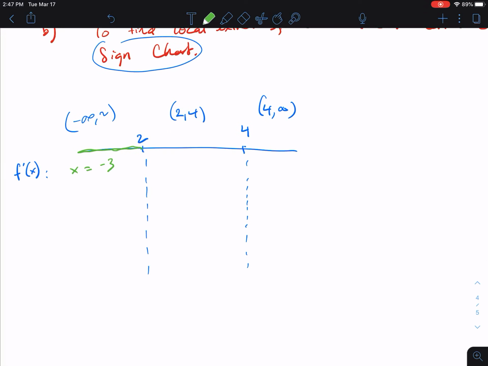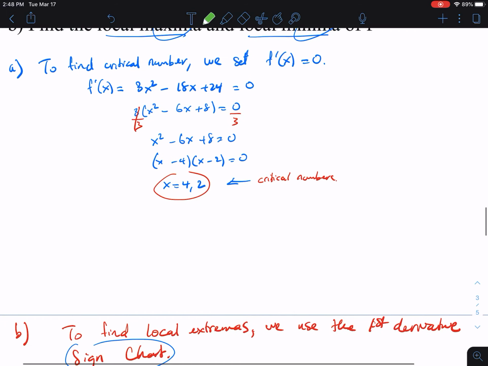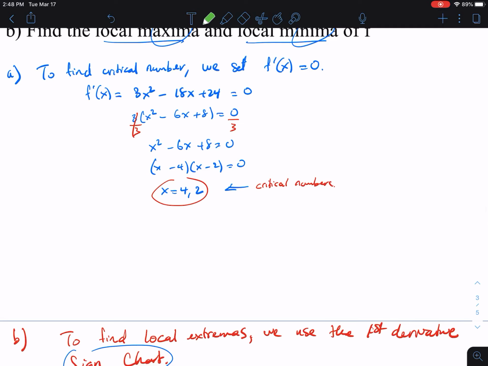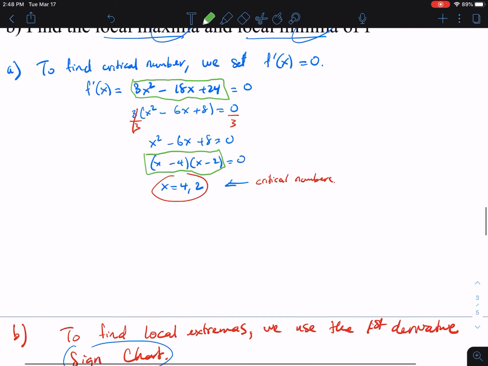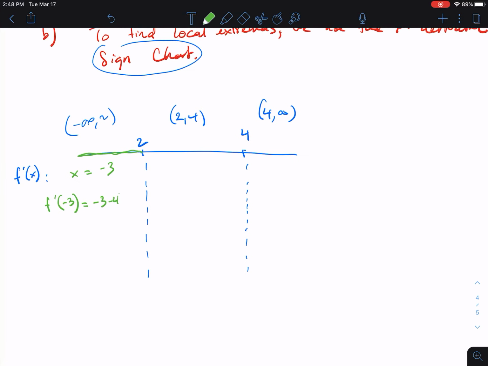So we said if x is -3 in this region here, let's go ahead and look at the value of the derivative at -3. Okay, what is that value? Here is the derivative. What we're really interested in is this in the factor form. So I'm going to go ahead and plug in -3 minus 4 times -3.